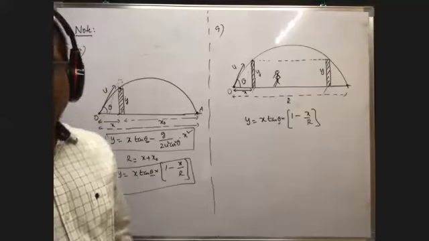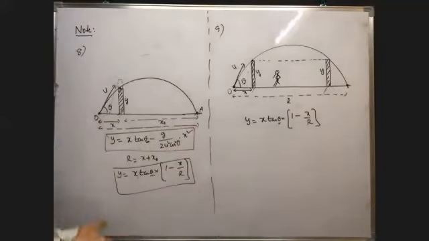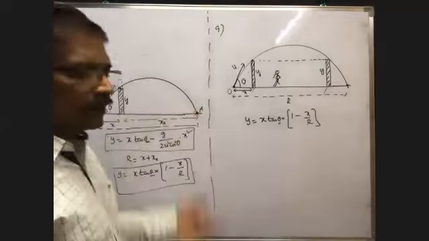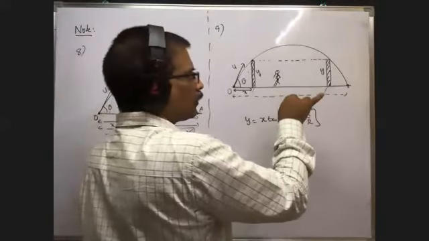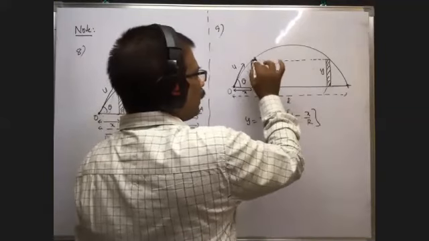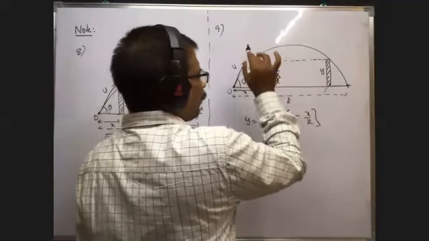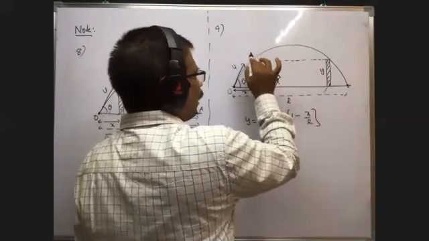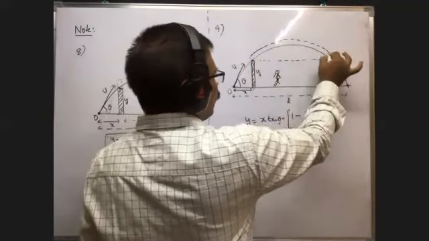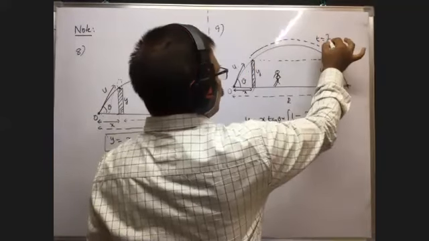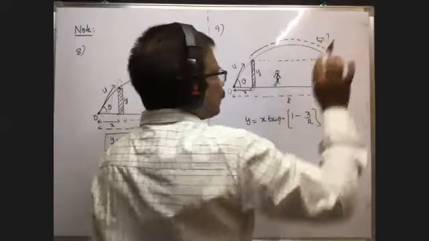The total time of journey is equal to 2u sin theta by g, because that is the time of flight. But here they are not asking for the total time. What is the time taken by the ball to travel from one wall to the other wall? That means this time only they asked. That is t, or say t naught is equal to question mark.